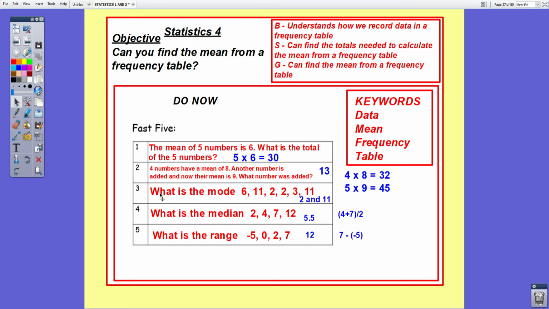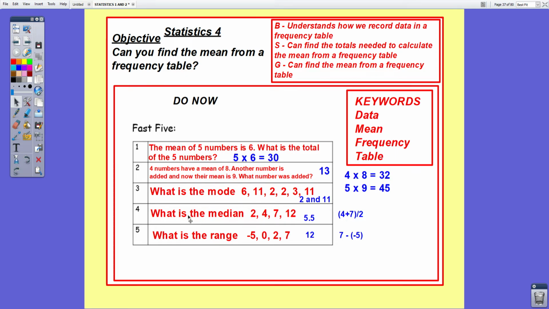Question 3, what is the mode? I've thrown this one in just to remind you that you can have more than one mode. You can have either 0 modes, 1 mode, or 2 modes. And here is an example where there are 2 modes. 2 and 11 both appear twice, therefore the mode is 2 and 11.